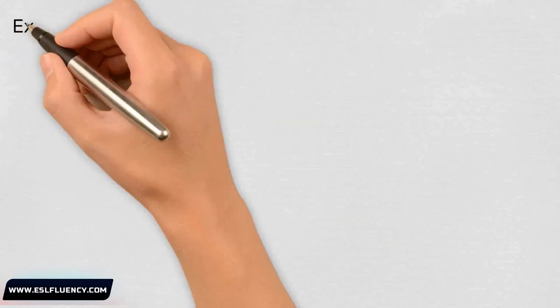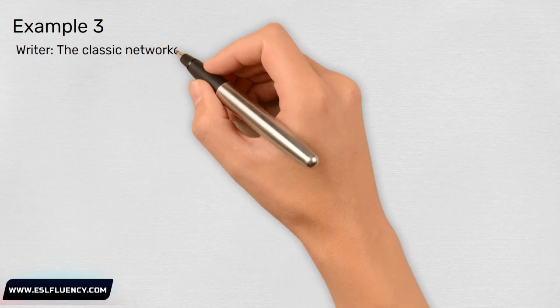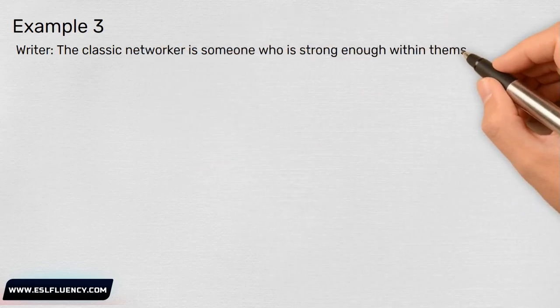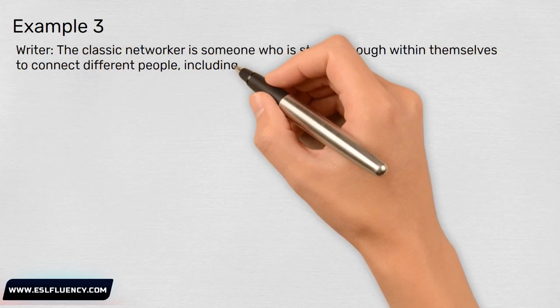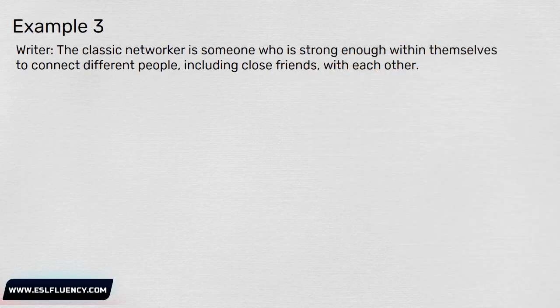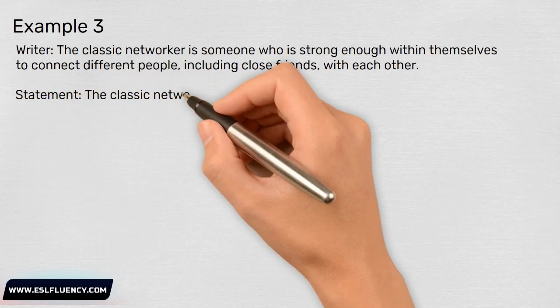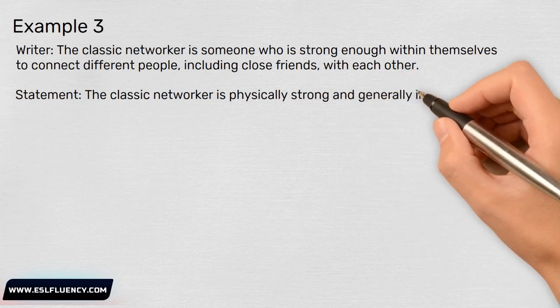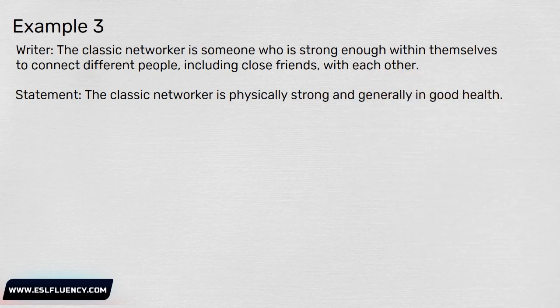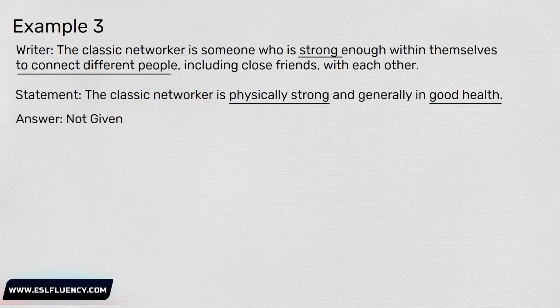Example number 3. The classic networker is someone who is strong enough within themselves to connect different people, including close friends, with each other. Statement: The classic networker is physically strong and generally in good health. Here, as you can see, the passage is talking about strength in building connections between people. But whether physical strength is also needed for the job is not mentioned in the passage. So we don't know what the writer thinks about physical strength. The answer is not given.